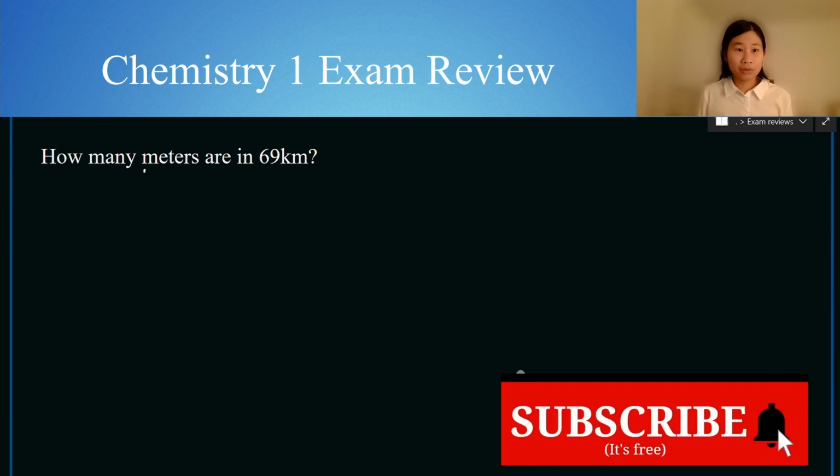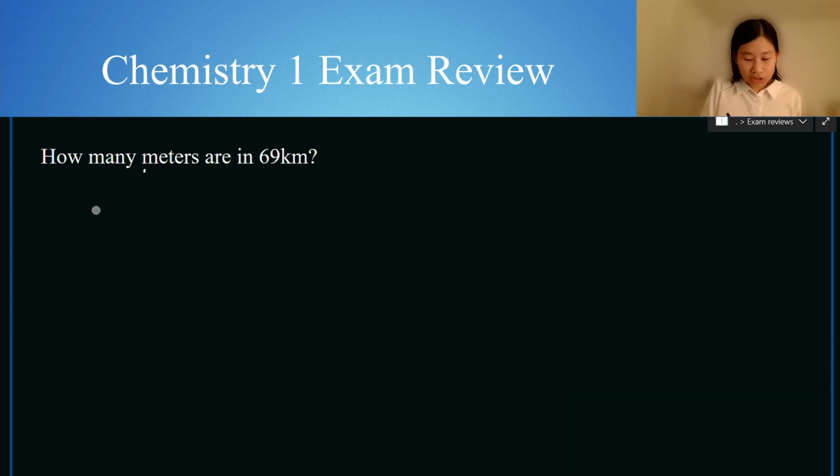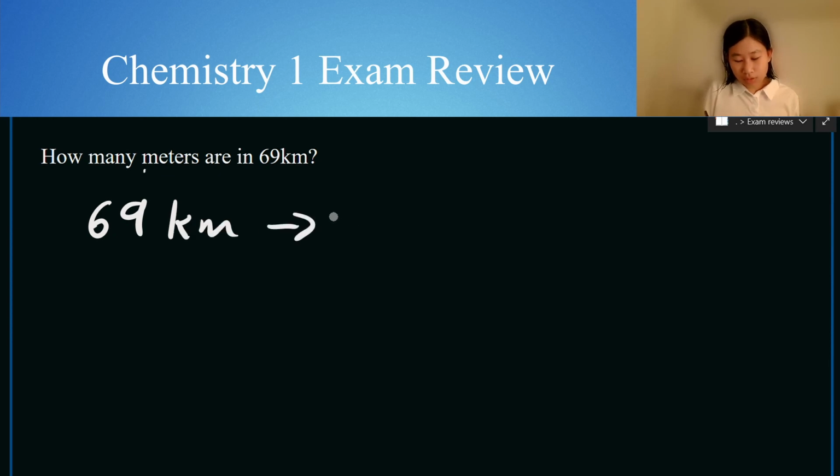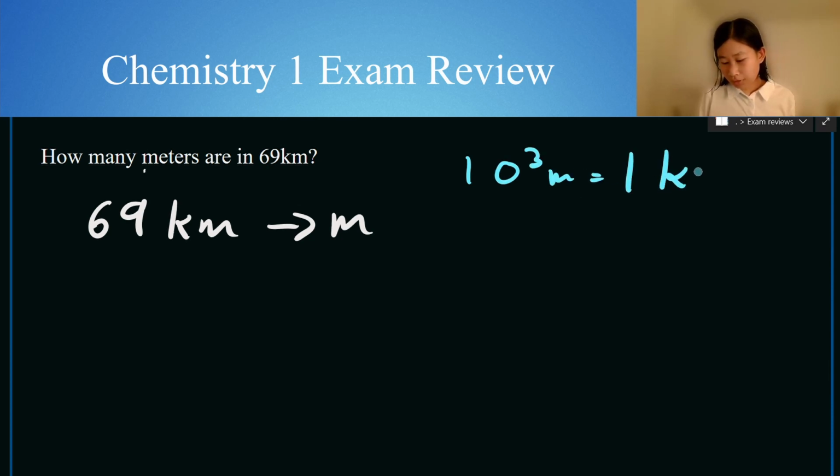Here I have question number 1. So, how many meters are in 69 kilometers? So in this question, we need to go from 69 km to meters, which is just m. So what do I know about kilometers and meters? Well, I know that there are 1,000, aka 10 to the 3, meters in 1 kilometer.